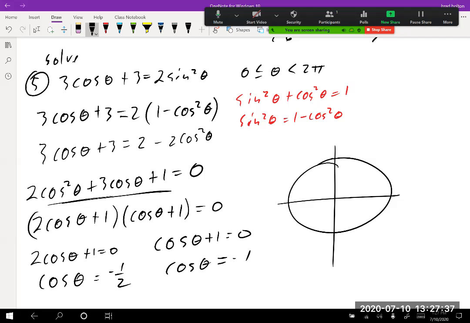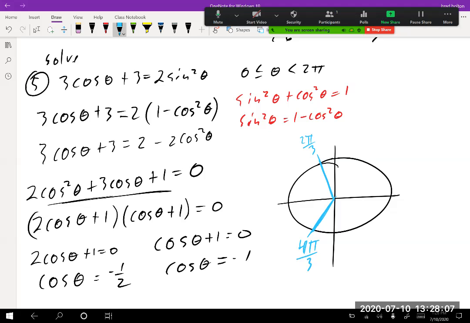And then you have to think in your unit circle, when is cosine of theta negative 1/2? When is the x coordinate negative? Well, that's going to be in quadrants 2 and 3. So cosine of theta equals negative 1/2. That's going to be right here, 2 pi thirds. And it will also be right here at the other 60-degree angle in that quadrant. And that would be 4 pi thirds.